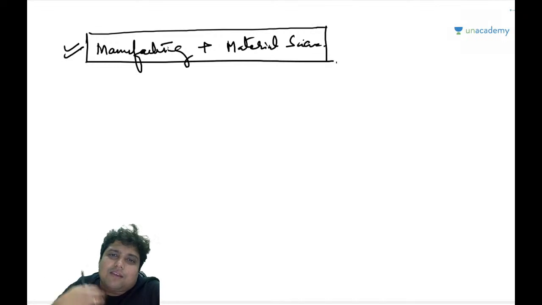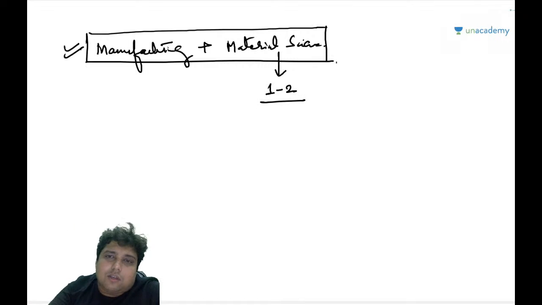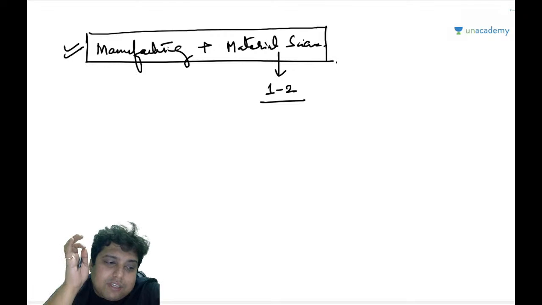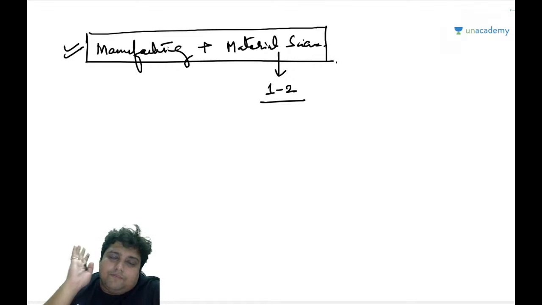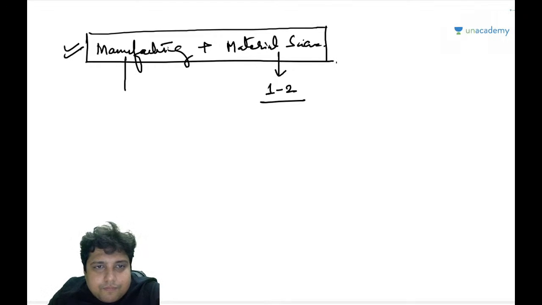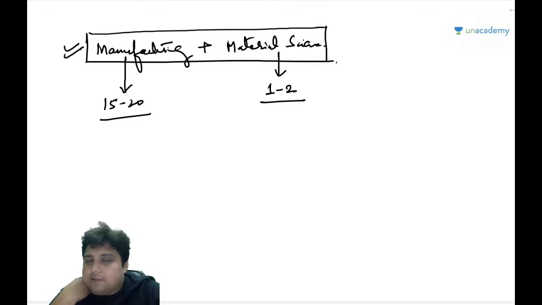This is my experience regarding these two subjects. What I have seen is that in the GATE examination, material science has a weightage of 1 to 2 marks. Maximum 2 marks, minimum 1 mark. I have always seen 1 mark from material science. But this manufacturing part concludes about 15 to 20 marks alone.